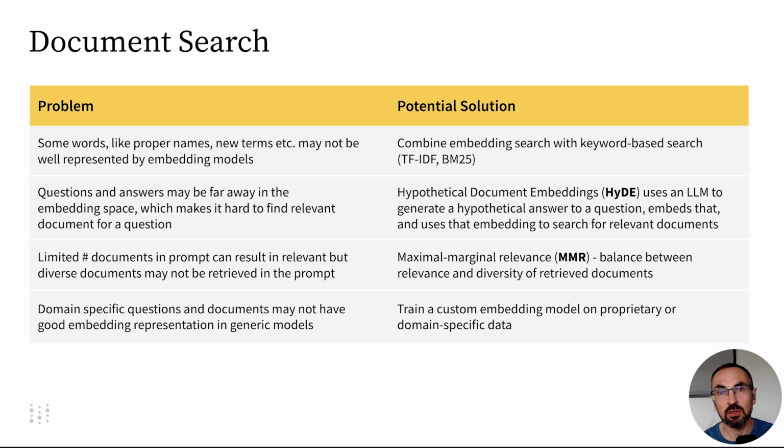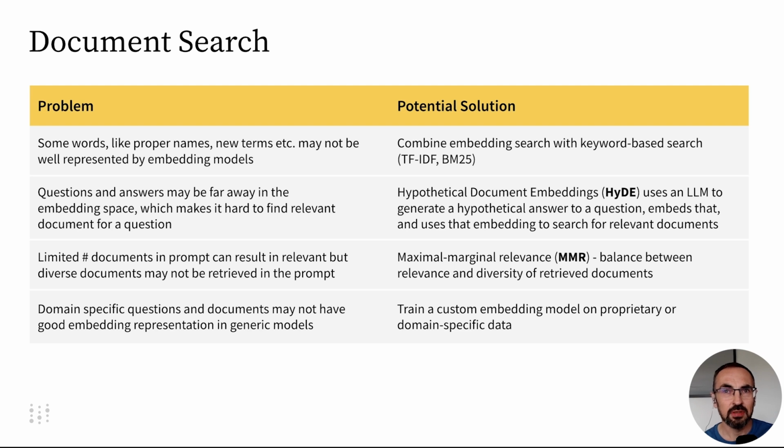Another problem is that questions and answers may be far away in the embedding space, making it difficult for embedding models to find the right match. A solution to this problem is using hypothetical document embeddings, where a large language model generates a hypothetical answer to a user question, and then that answer is embedded and used to search for relevant documents.